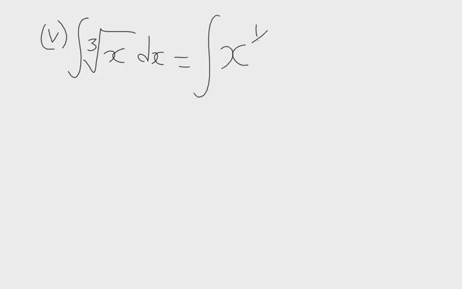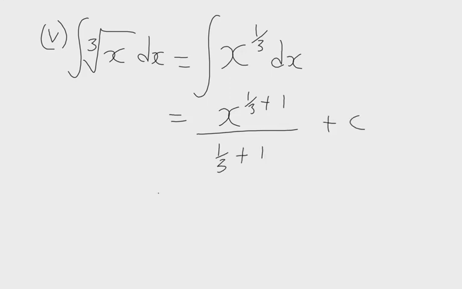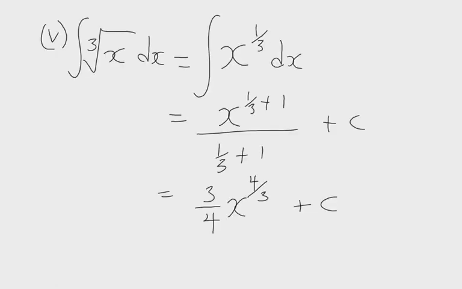Now we can also have number 6, integral of cube root of x dx. Before you integrate, you write it as x equals 1 over 3 x. So you have x equals 1 over 3 plus 1 divided by 1 over 3 plus 1 plus 6. So that will be 3 over 4 x equals 4 over 3 plus 6. So this is number 6.